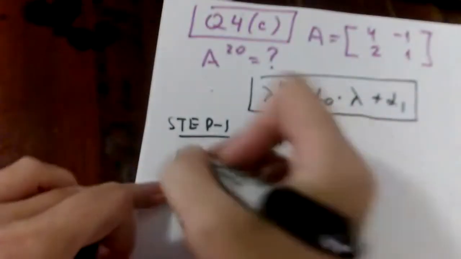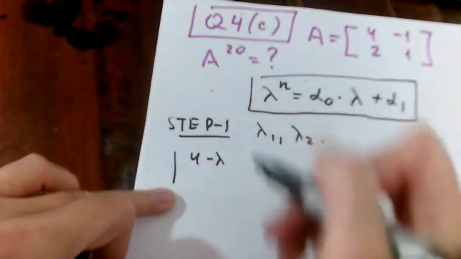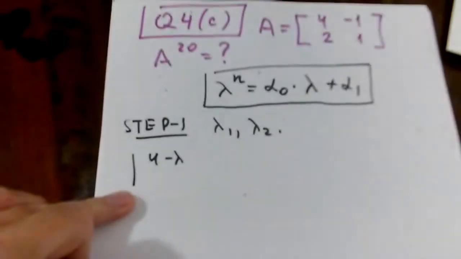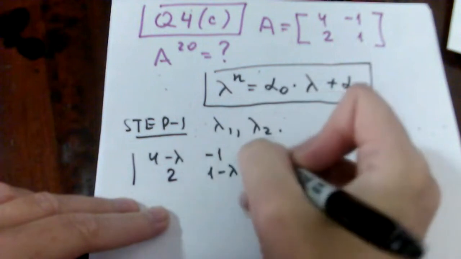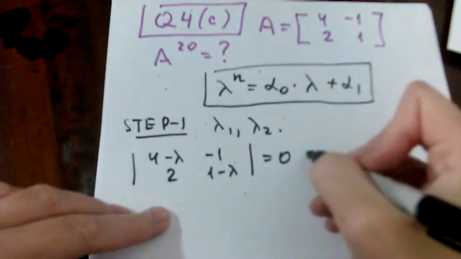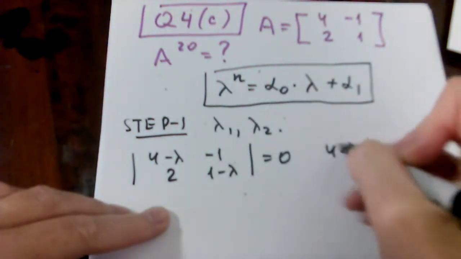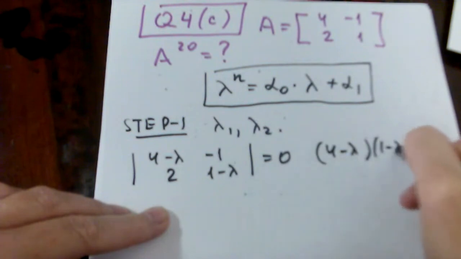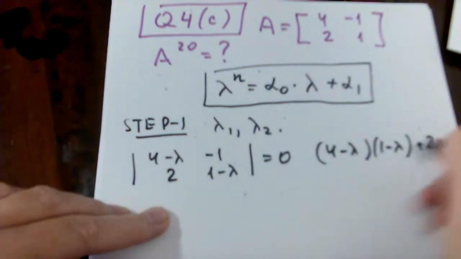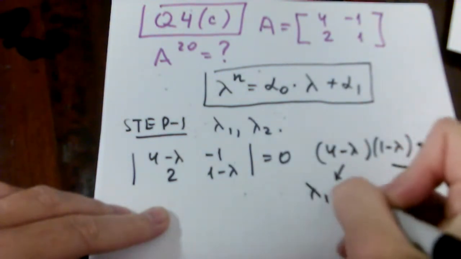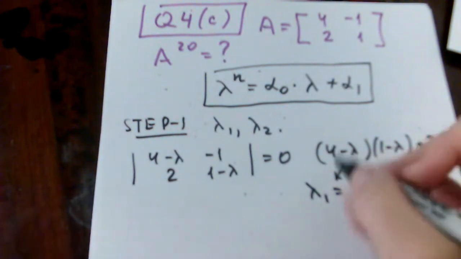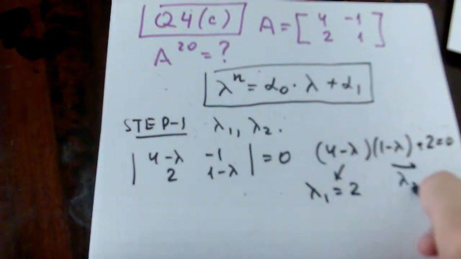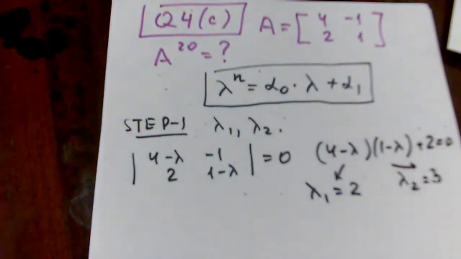Okay, let's do it. It's our very favorite, very standard procedure. We substitute lambdas from diagonal elements. Okay, 2, 1 minus lambda is equal to 0. And then 4 minus lambda, 1 minus lambda plus 2 is equal to 0. Again, I'm saving time by not solving this equation. I'm just going to give you answers. So lambda 1 was 2 and lambda 2 was 3, not 5, 3, sorry.